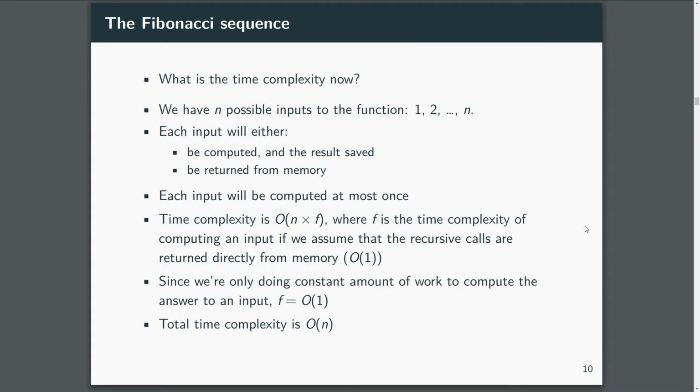So what's the time complexity now after changing this, after memoizing the problems we have solved? So we have n possible inputs, and for each of those, it'll either be computed or returned from memory. And note that each input will only be computed at most once.